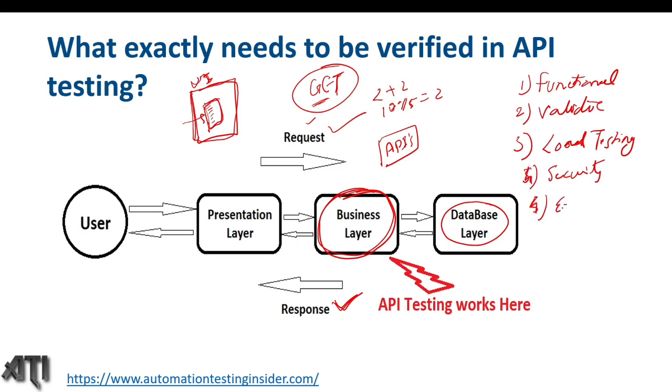We can also perform error detection testing: what different kinds of errors we are getting, whether an application related error, an API related error, a network error, or any error from the server. All those things we can verify using API testing. So these are the different kinds of testing we can perform using API testing.